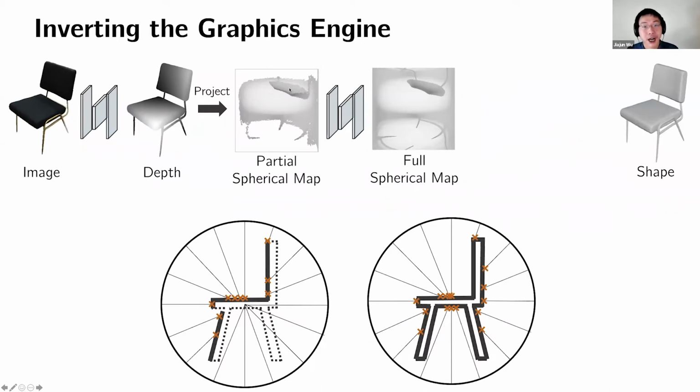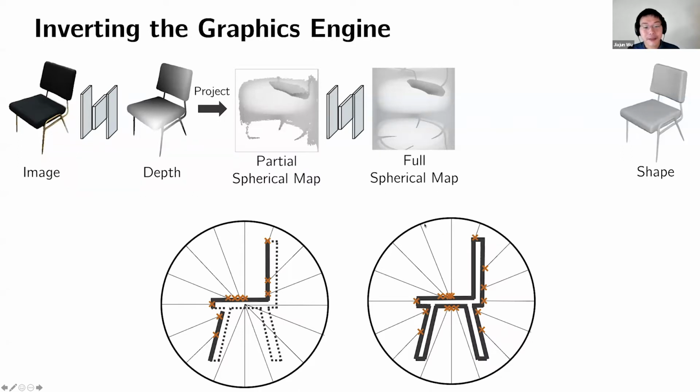So you're converting the problem of shape completion into an in-painting problem. As you can see on the left, there is a partial spherical map, and on the right, you can see the full spherical map with the completed surfaces. It's now going from visible surfaces to full surfaces.